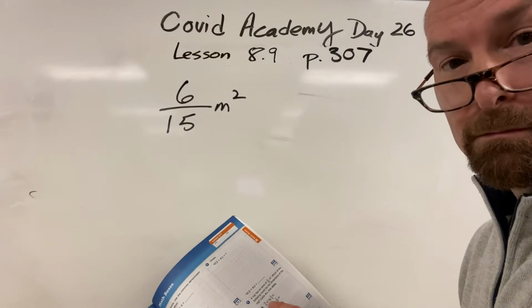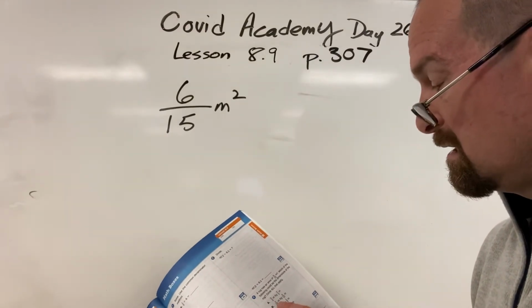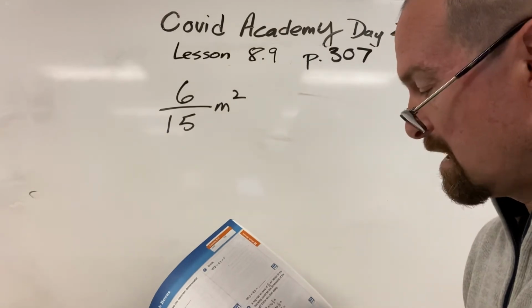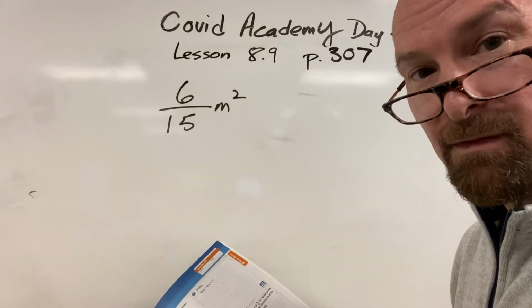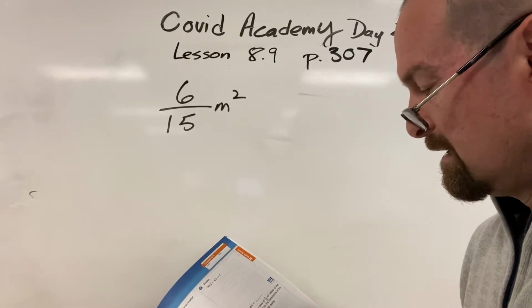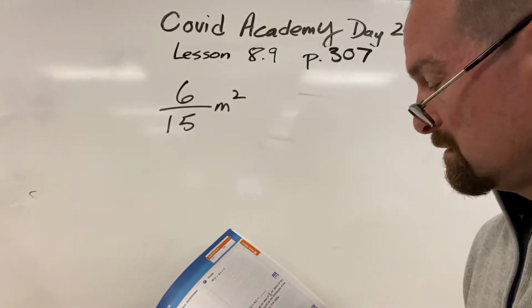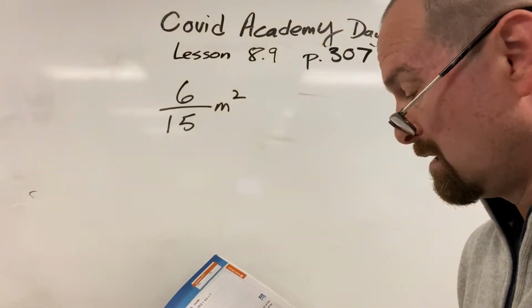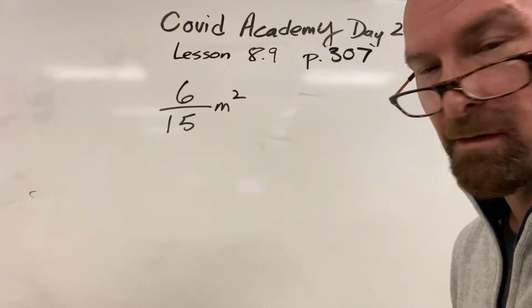Yep, A would work. B, let's see, 2 times 3 is 6. And the denominator is 15 times 15. Is 15 times 15, 15? No. Okay, B doesn't work. Let's go to C. 5 times 1, does that give you 6? No. Moving on, D. 1 1/5. Ooh, they're messing with you.